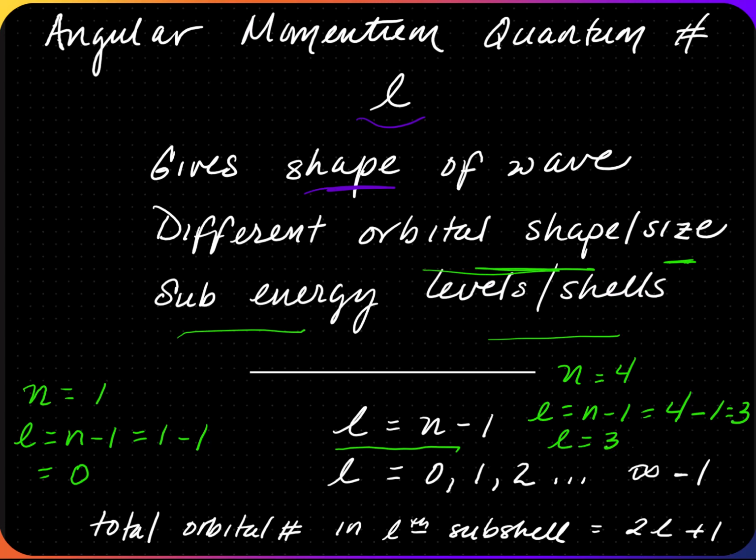0. So in order to have sub-energy level 3, n equals 4 must also have 2, 1, and 0, because 3 is the highest sub-energy level. To have the highest sub-energy level, you must have all the preceding lower sub-energy levels. The total orbital number, l subshell, is equal to 2l plus 1.